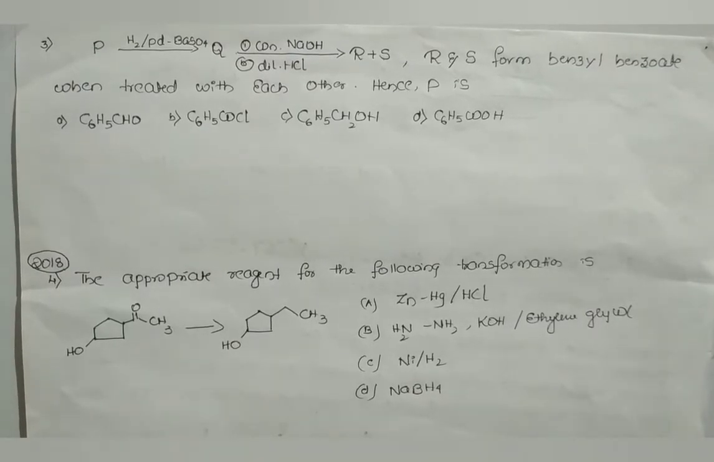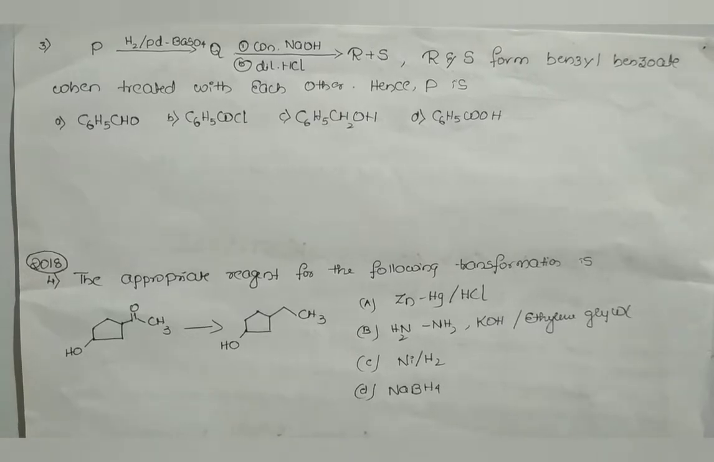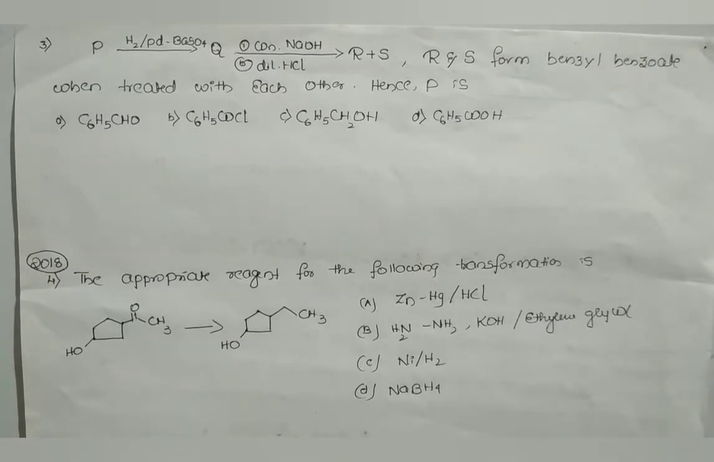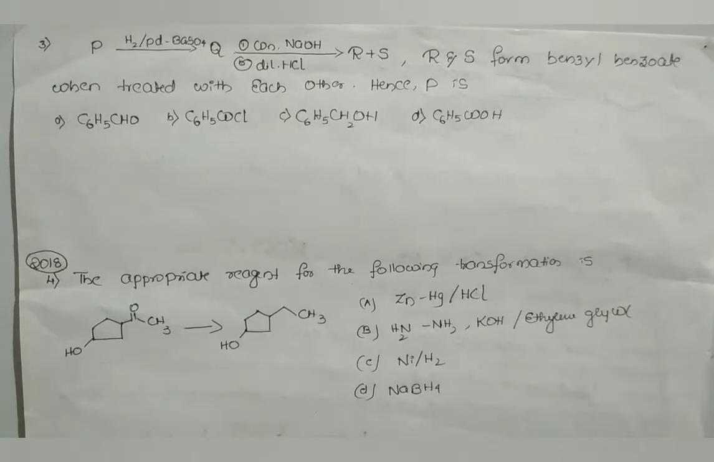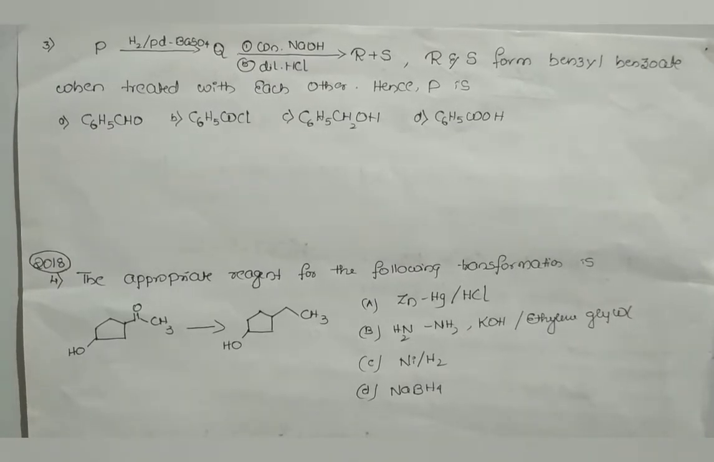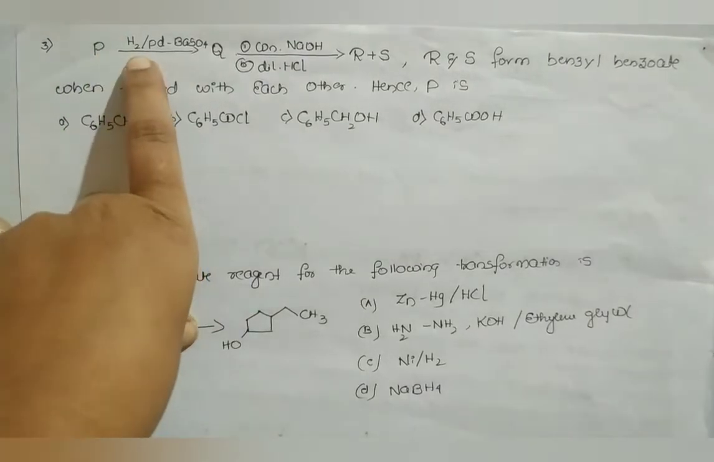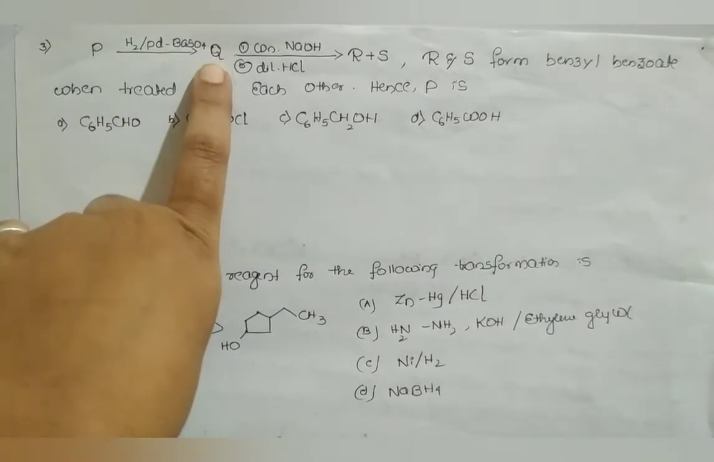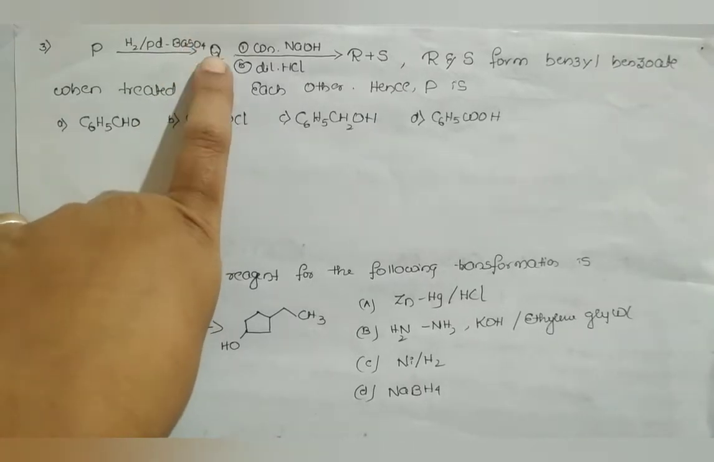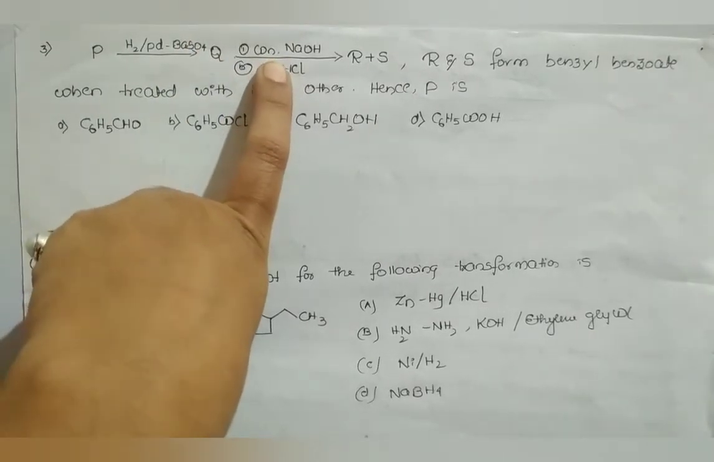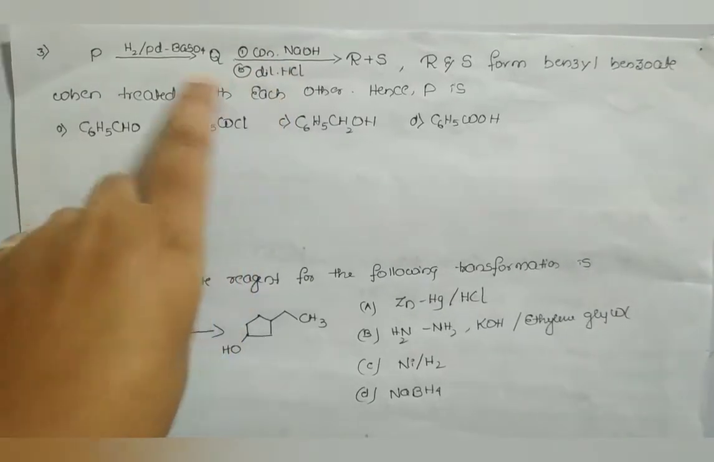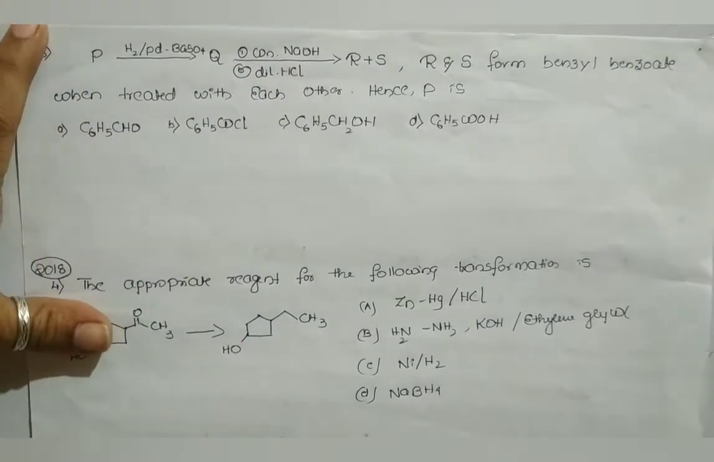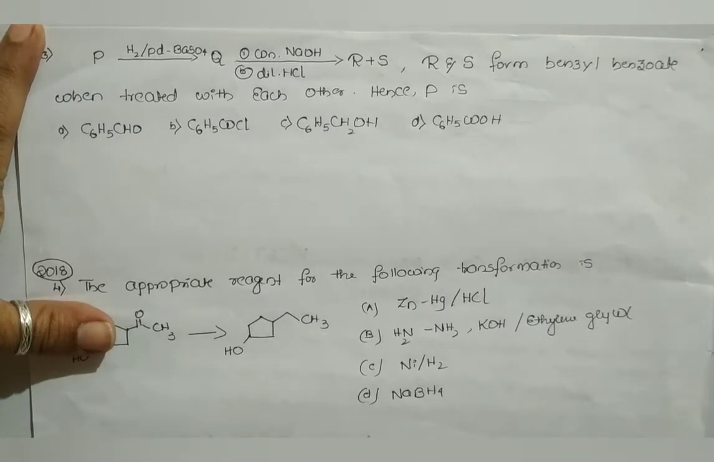Yes, my dear students. The next question is from 2019. As I had told, the weightage of aldehydes, ketones and carboxylic acids is around 4 to 5 questions definitely. That is how you could see here. So here the question: P when it reacts with hydrogen over palladium in the presence of barium sulfate gives Q. When this Q is allowed to react with concentrated sodium hydroxide, followed by treating with dilute HCl, it gives the respective R and S.